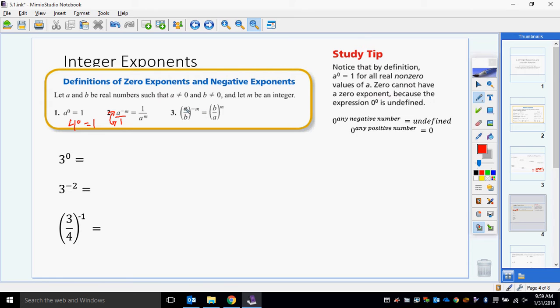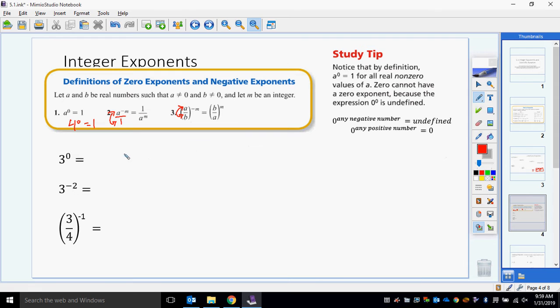And then let's say you have a fraction or division going on, a divided by b, and that entire fraction is raised to a negative power. You can turn it positive, remember, if you flip those. So now it's b over a to the positive m.